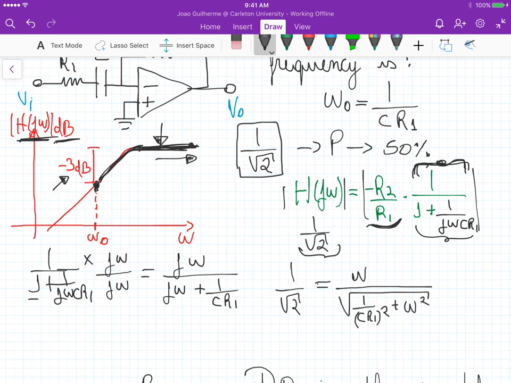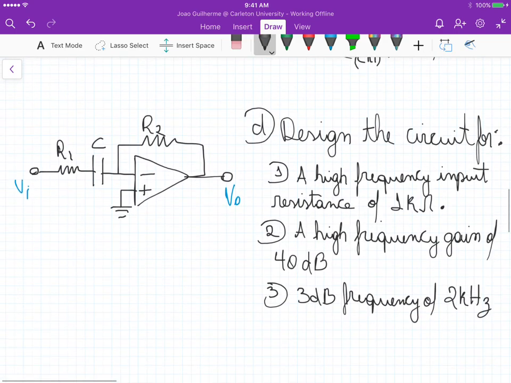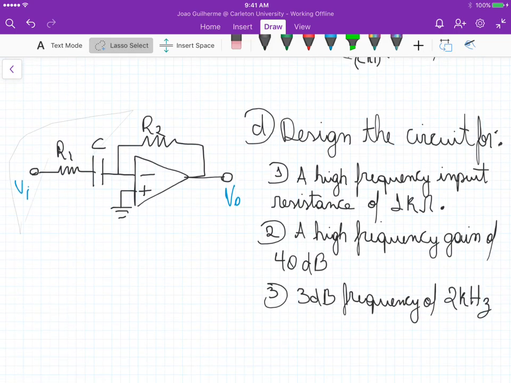Okay, now if we square both sides of the equation, we get rid of the square roots, right? So let me just move this one here a little bit down.